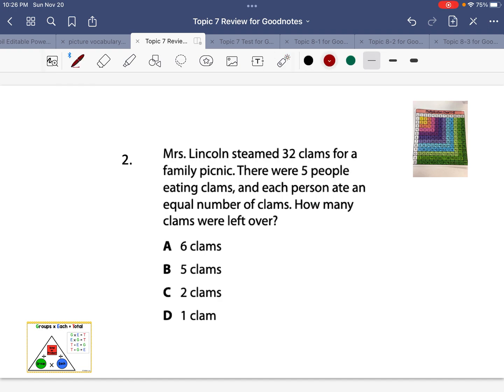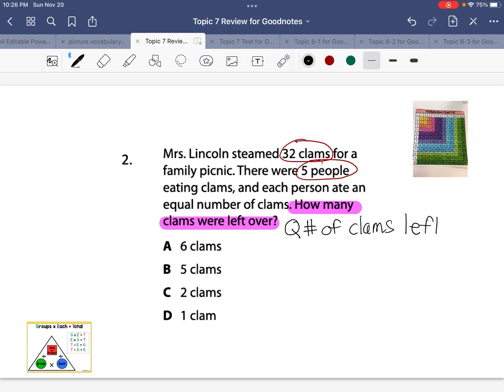So I'm going to do my cubes again, circle my important numbers, 32 clams, 5 people. I'm going to underline my question, how many clams were left over? I'm going to rewrite my question, number of clams left over. And I'm going to underline that word, leftover. Leftover just means that it's asking for our remainder, okay?